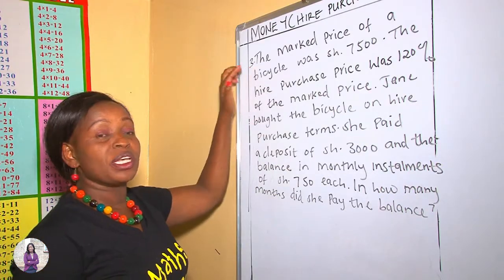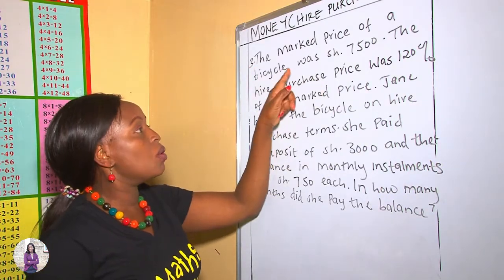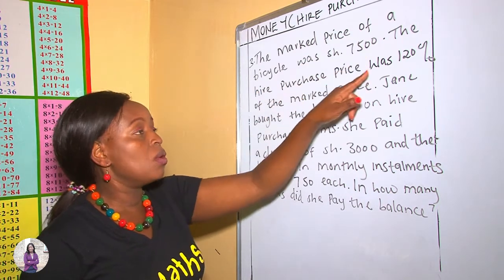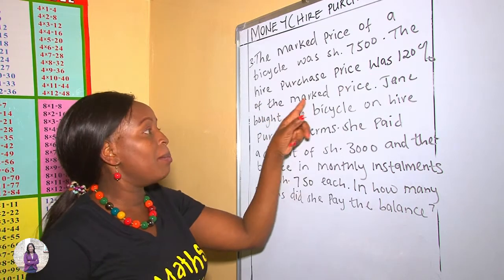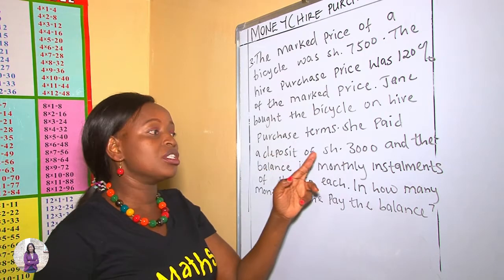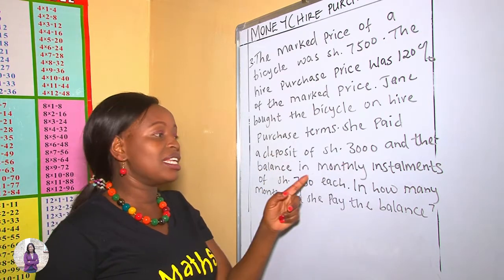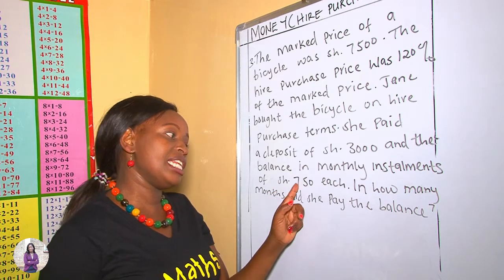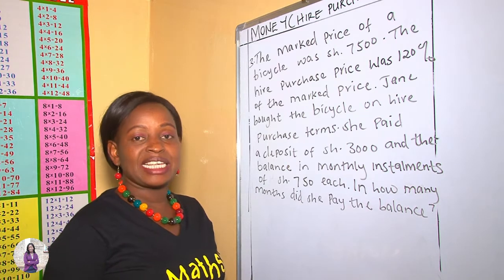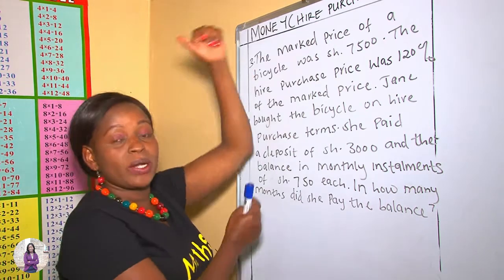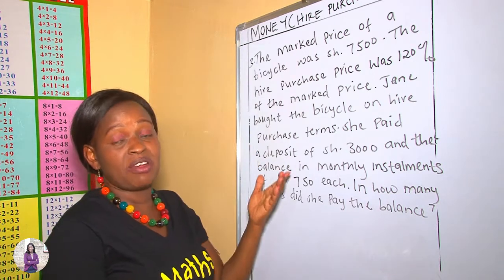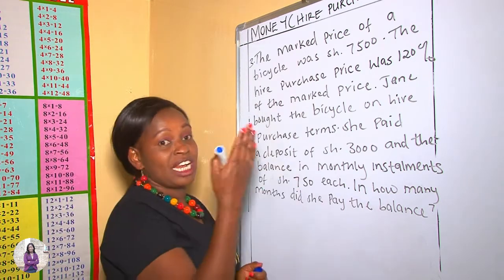In this question, we are told that the marked price of a bicycle was 7,500. The hire purchase price was 120% of the marked price. Jane bought the bicycle on hire purchase terms. She paid a deposit of 3,000 and the balance in monthly installments of 750 shillings. In how many months did she pay the balance? As I said, when you see such a wordy question in mathematics, don't be scared. Just read step by step. In fact, they are very simple. Just read step by step as you analyze the question.